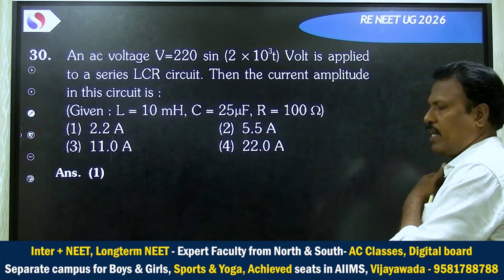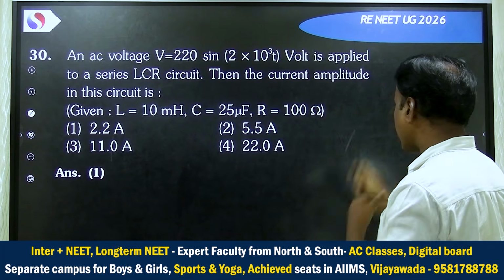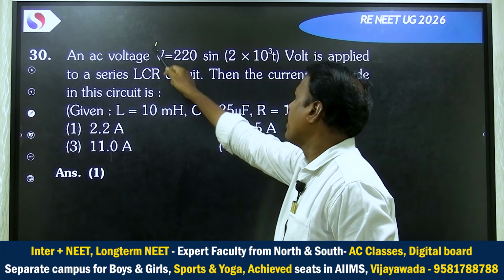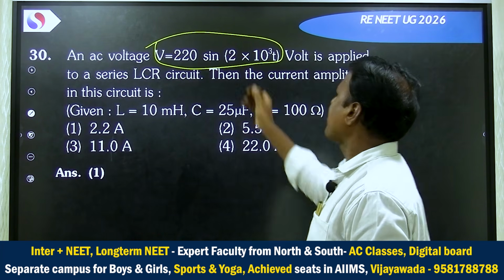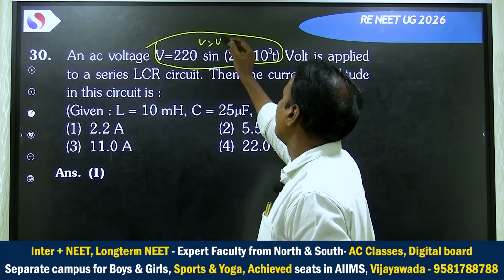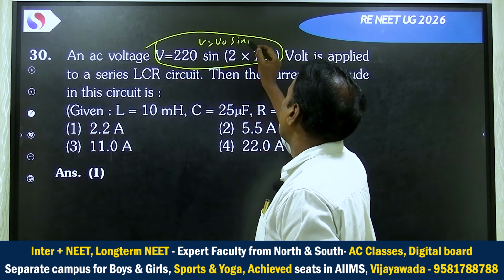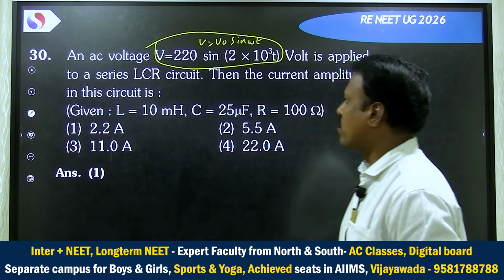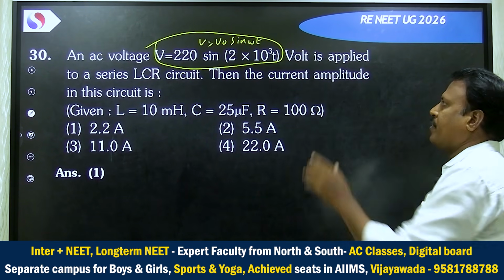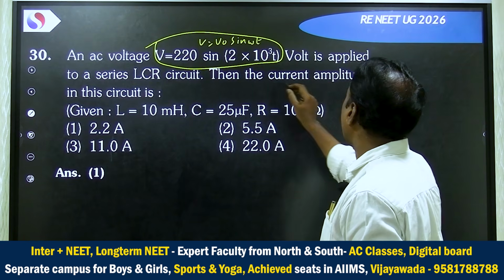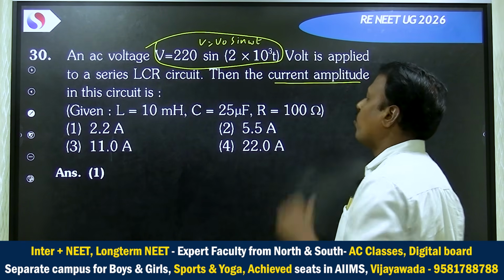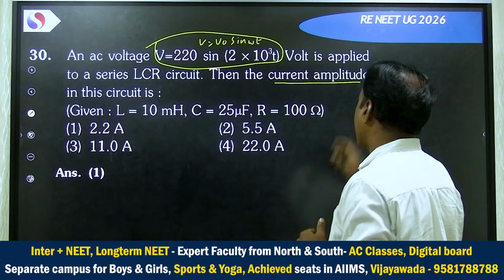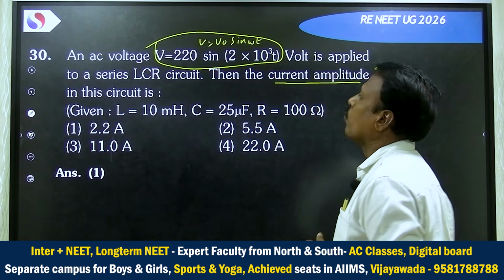Now look at this particular problem. There is an alternating voltage. Yes, we have to compare this with V equal to V naught sin omega t. And this is an LCR series circuit. They want to know the current amplitude, that means the maximum value of current, that means I naught.